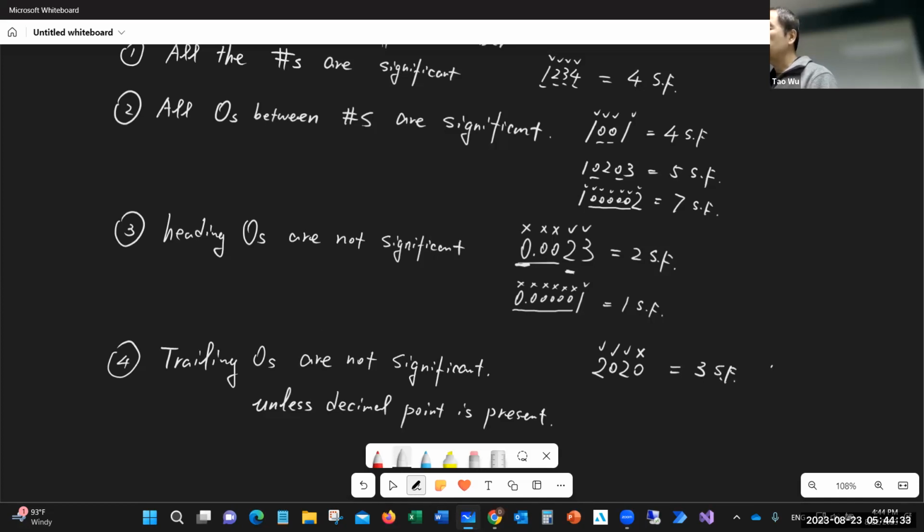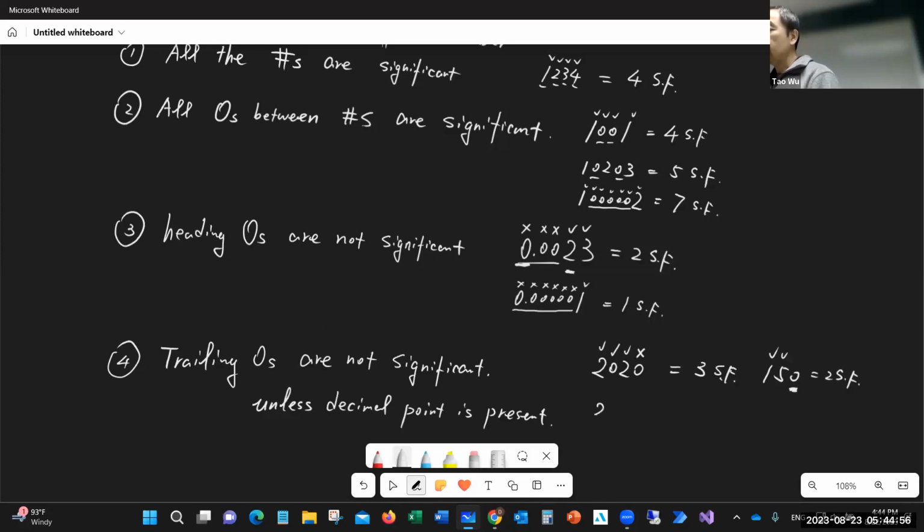And if you're talking about 150, since the last 0 shows over here, it is not significant. This 0 is not significant because there's no decimal. So only the 1 and 2 count. So this number has 2 sig figs. You got it? Okay.